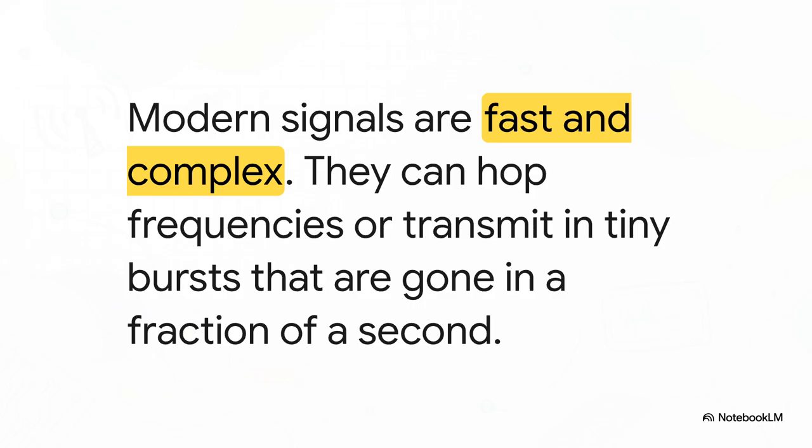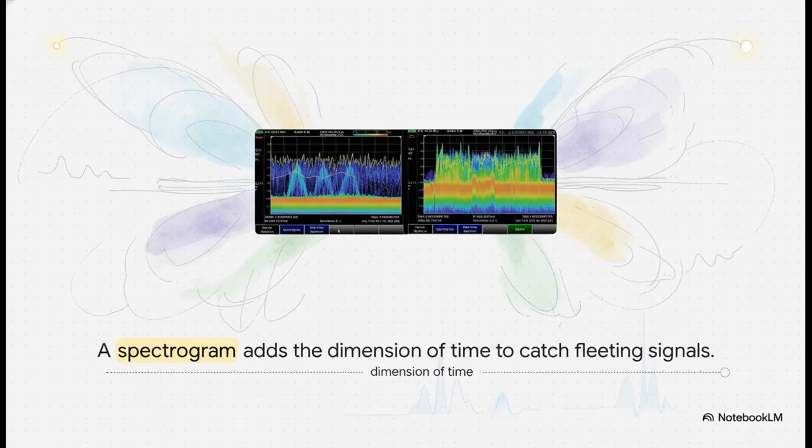You see, the big problem now is that modern signals aren't just crowded, they're incredibly fast and complex. They can hop between frequencies or transmit in these tiny little bursts that are gone in a fraction of a second. A traditional analyzer that just slowly sweeps across the spectrum can easily miss them completely. It's like trying to take a picture of a lightning bolt with a really slow camera. So how do you catch a signal that's literally gone in a flash?